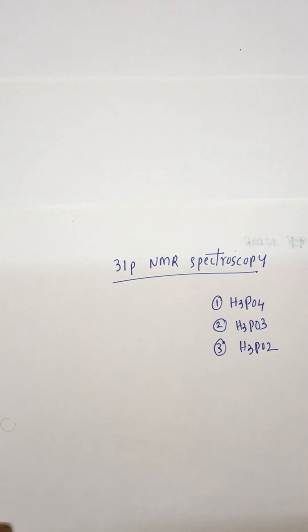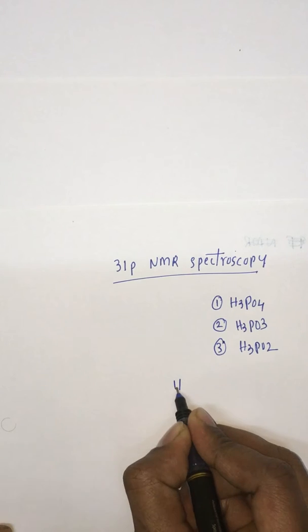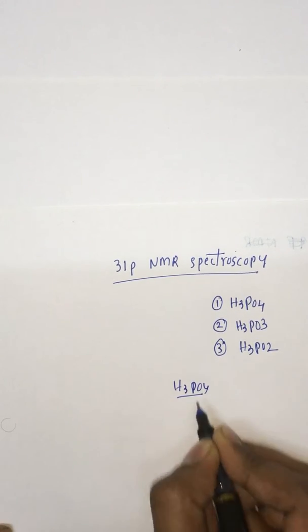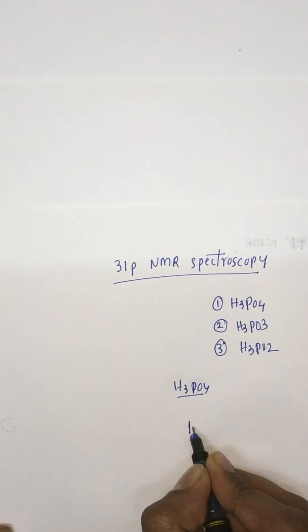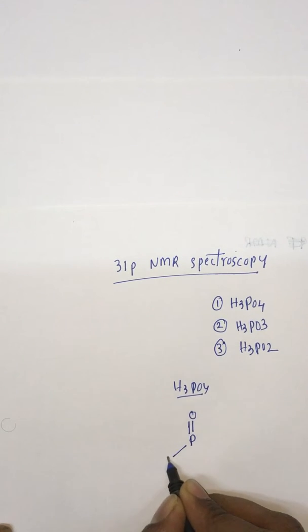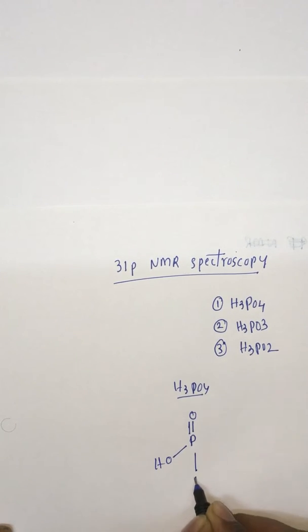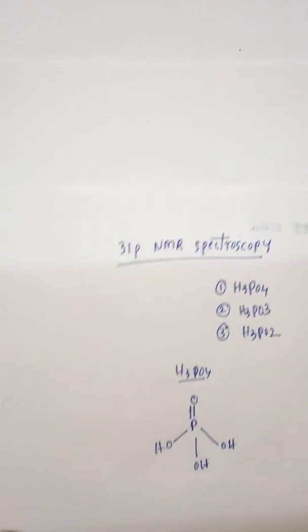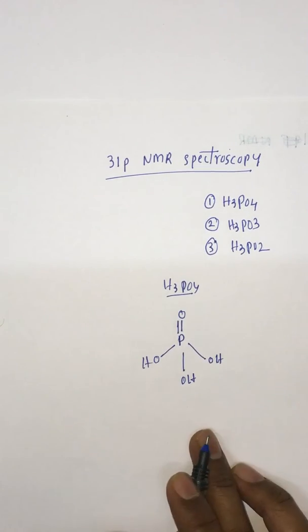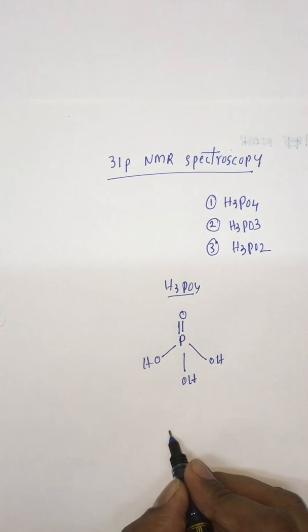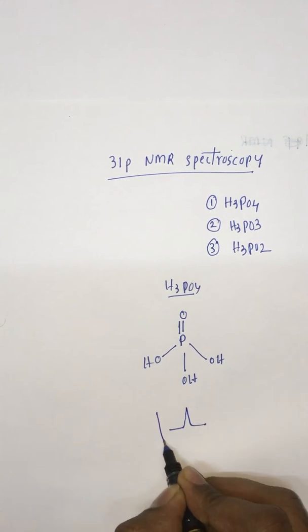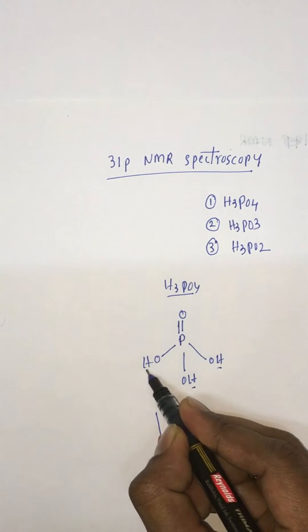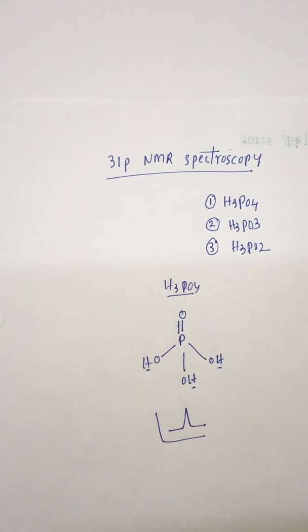So if we see the H3PO4 structure, it looks like this. Phosphorus is here, one double bond O, OH, OH and OH. So if we record the 31P NMR for this compound, here we will get a single peak. We will get a singlet because these OH protons will get exchanged by the solvent, so they may not be involved in the coupling.